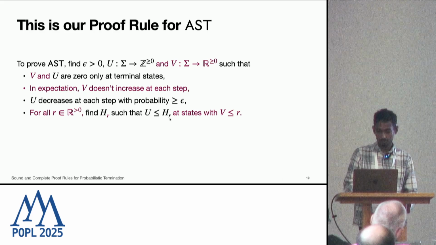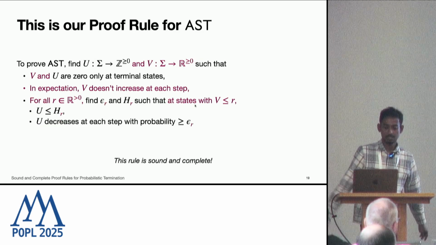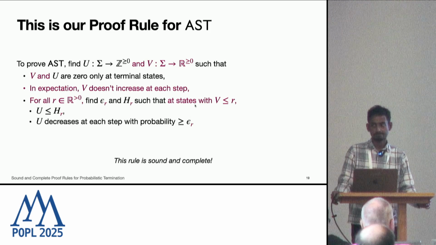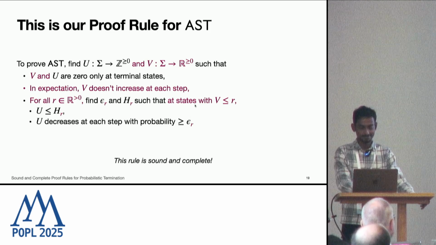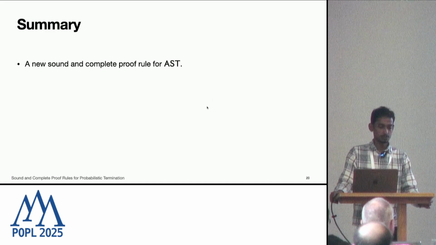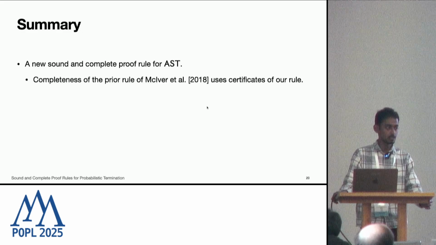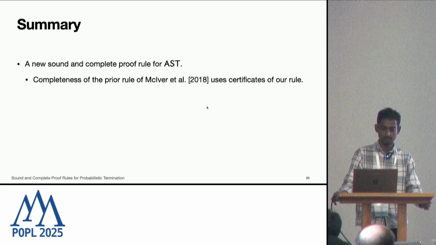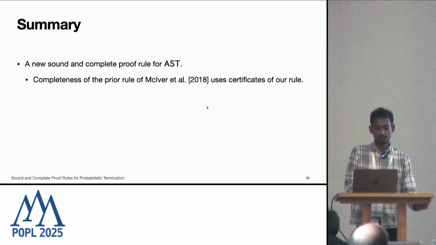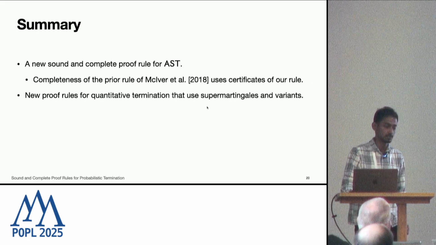Now, for a technical reason, we can move this epsilon a bit down, and we'll get a sound and complete proof rule for almost sure termination. All right? And to summarize our work, in our paper, we have shown a new sound and complete proof rule for almost sure termination, and we've shown that the earlier state-of-the-art proof rule by Annabel McIver and a few others is also complete using our completeness arguments. We also have a couple of sound and complete proof rules for quantitative termination that also use supermartingales and variants.